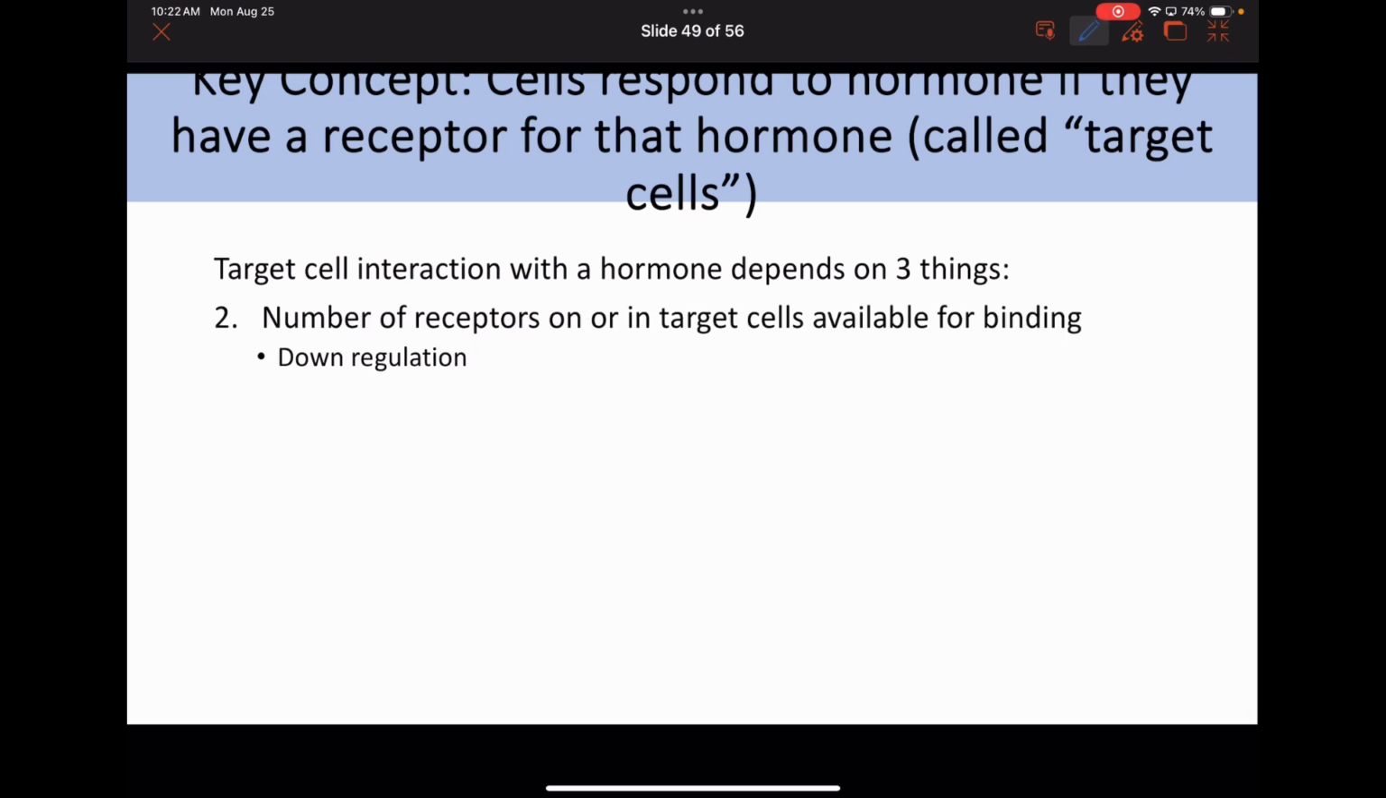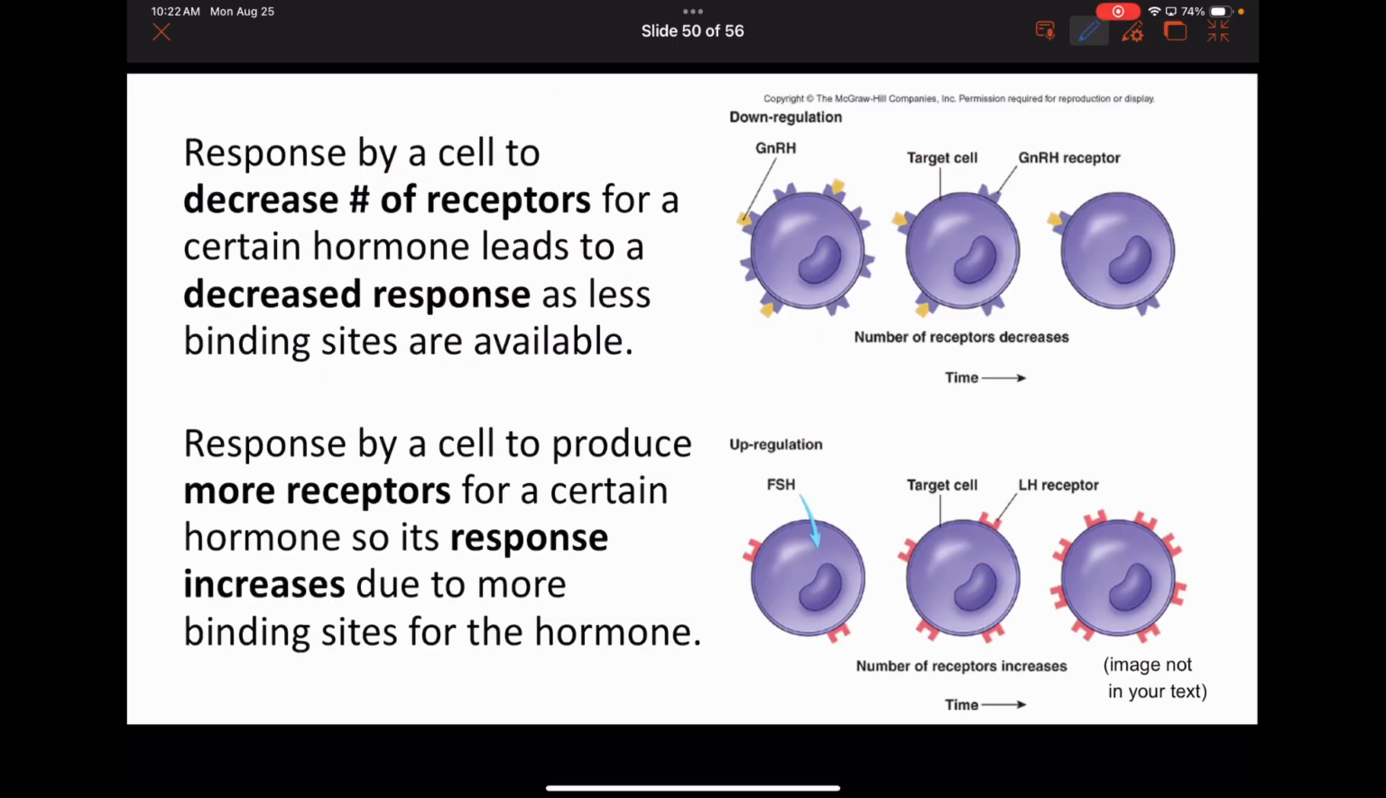Also, the number of receptors on or in a target cell available for binding. Our body has the ability to increase the number of receptors when we want a big response and decrease the number of receptors when we want a smaller response. That is called downregulation and upregulation. So I'll explain that to you. A response by a cell to decrease the number of receptors for a certain hormone leads to a decreased response as less binding sites are available.